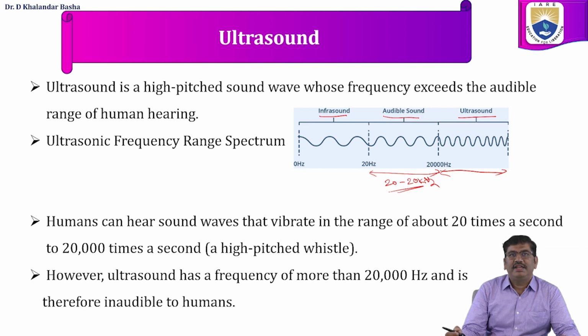Humans can hear sound waves that vibrate in the range of 20 times a second to 20,000 times a second, nothing but 20 Hz to 20 kilohertz, where 20 kilohertz we can consider as a high-pitched whistle kind of thing. However, ultrasound has a frequency more than 20 kilohertz, so it cannot be heard by humans.